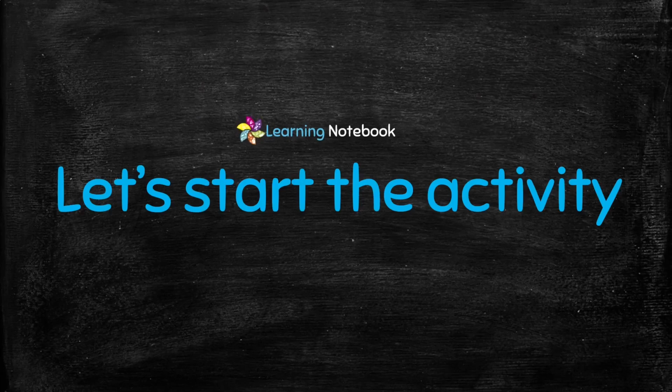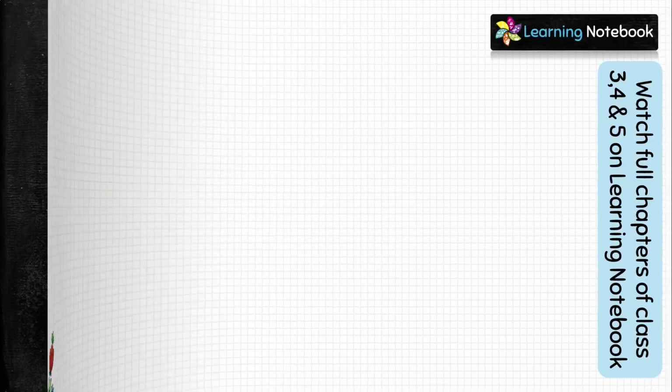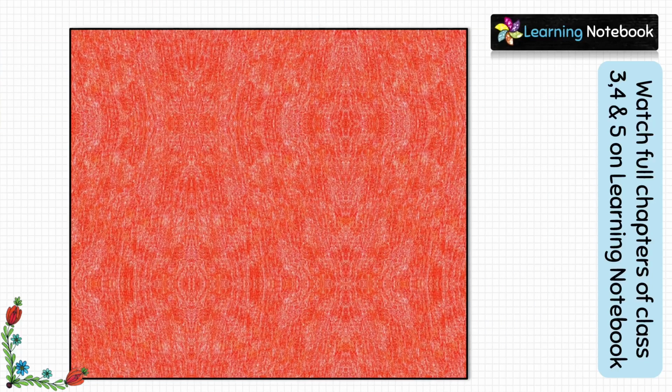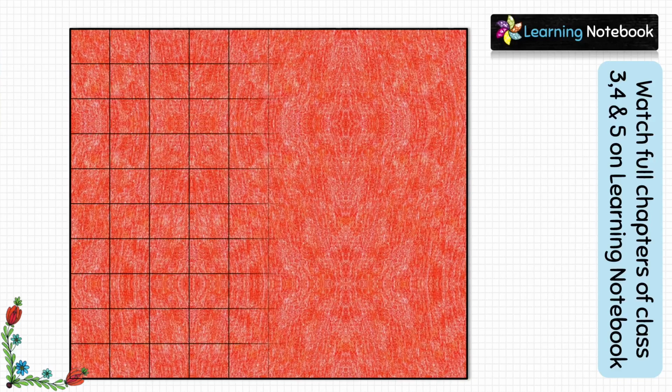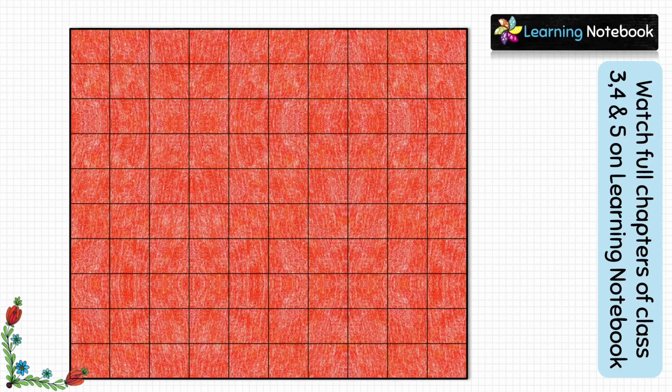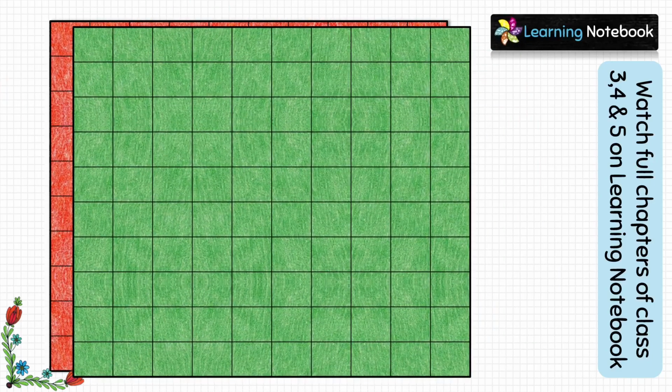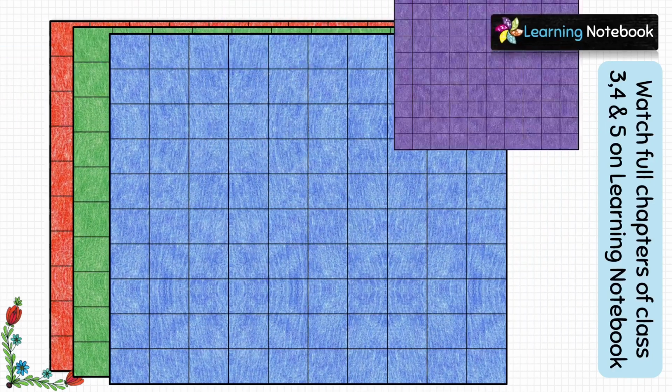Now we will start with our activity. In the first step, take a red chart paper and draw a grid of 10 by 10 units where each square is of 1 unit. Now students, you have to make 6 copies of such grid but with different colored sheets.